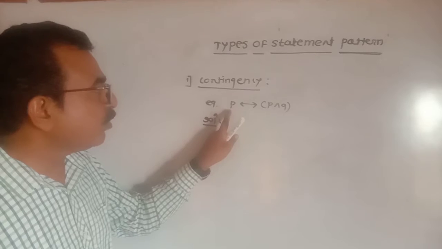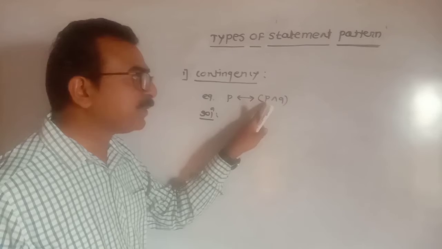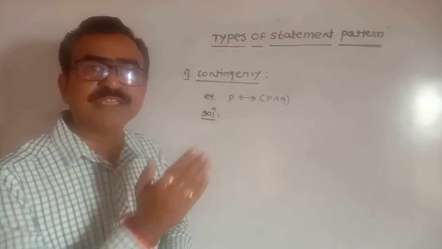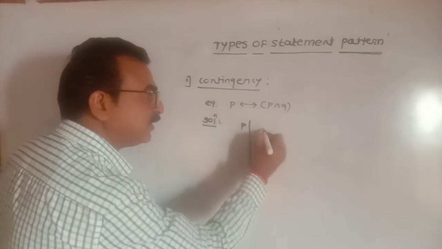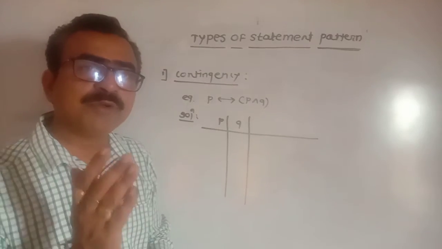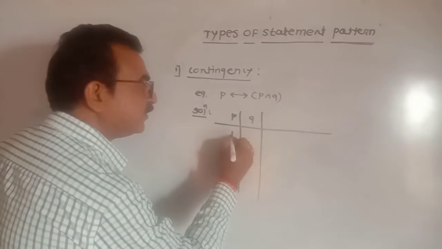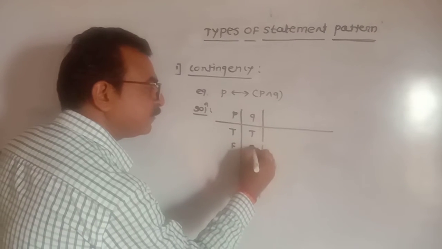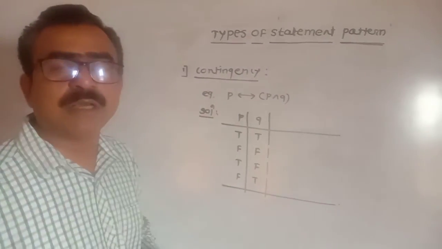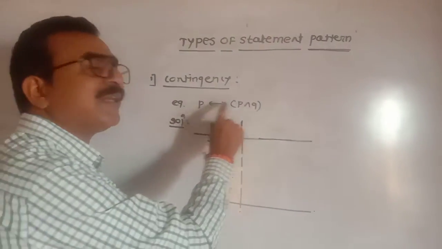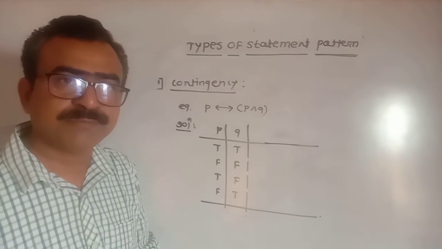This statement pattern is read as P biconditional P conjunction Q, and in this statement pattern two statements are given. So write down these two statements, that is P and Q. You know that two statements have four possibilities, so write down those four possibilities, meaning TT, TF, FT and FF.